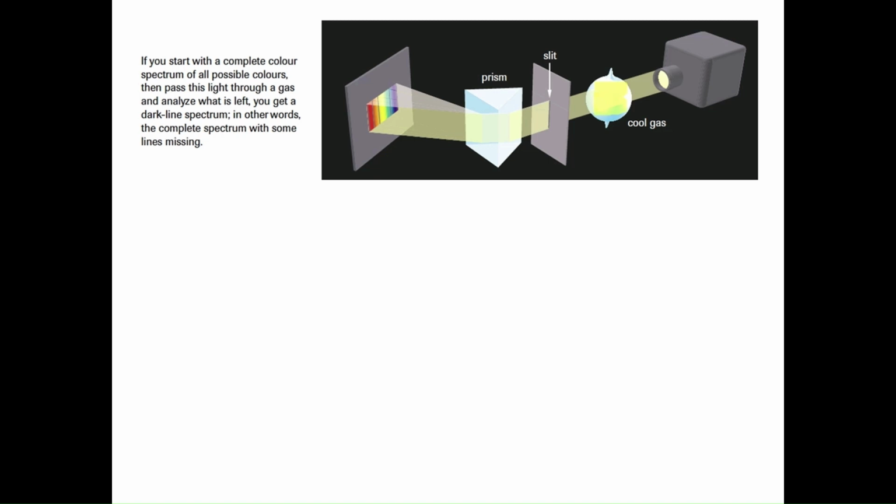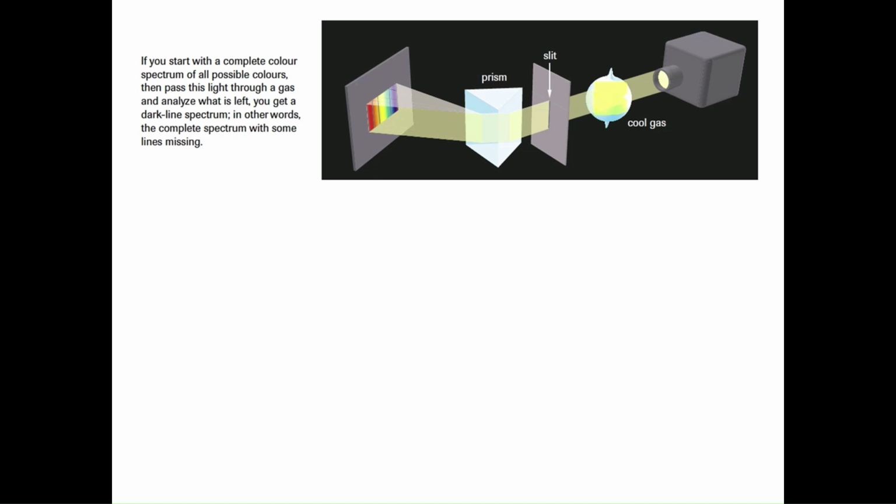It passes through the cool gas. And of course, the cool gas is going to absorb specific fragments of that white light. So specific photons from the white light will be absorbed by the electrons in this cool gas, and those electrons will jump from ground state to excited state.